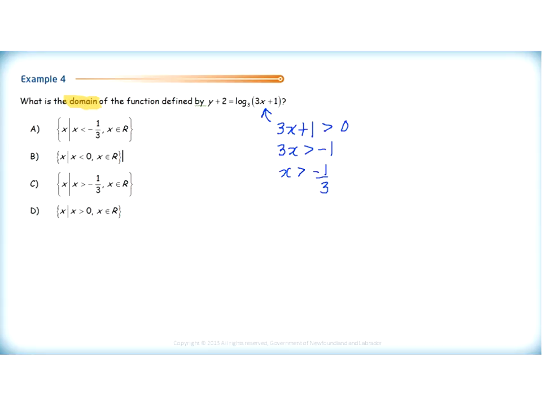So the domain then will be all values of x such that x is greater than a negative 1 over 3, where x belongs to the set of real numbers. It's just important to remember here that you cannot take the log of 0 or the log of a negative number. So this value, 3x plus 1, has to be greater than 0.